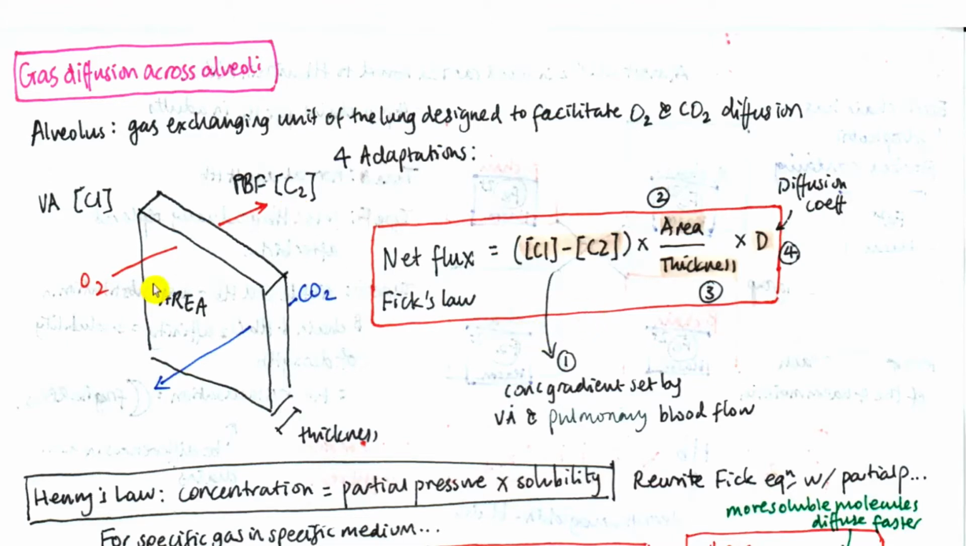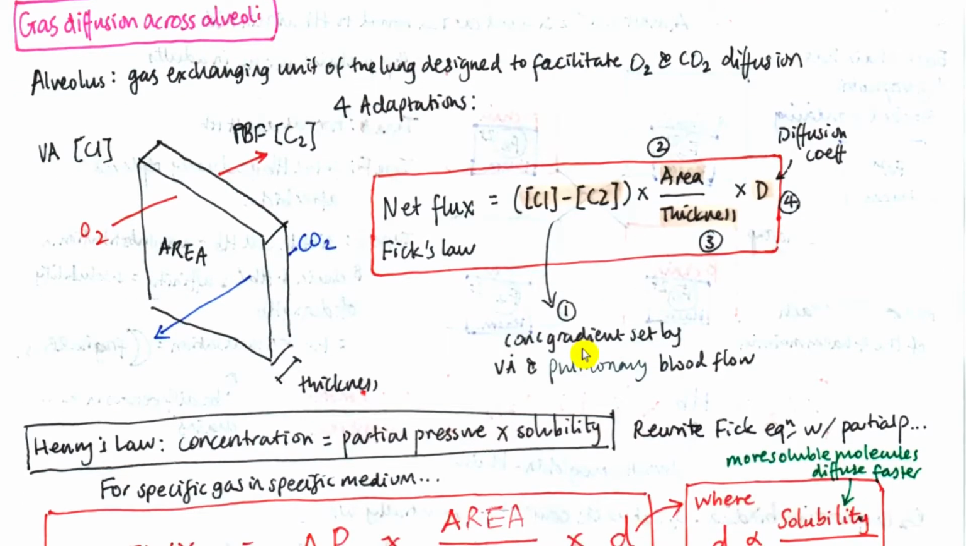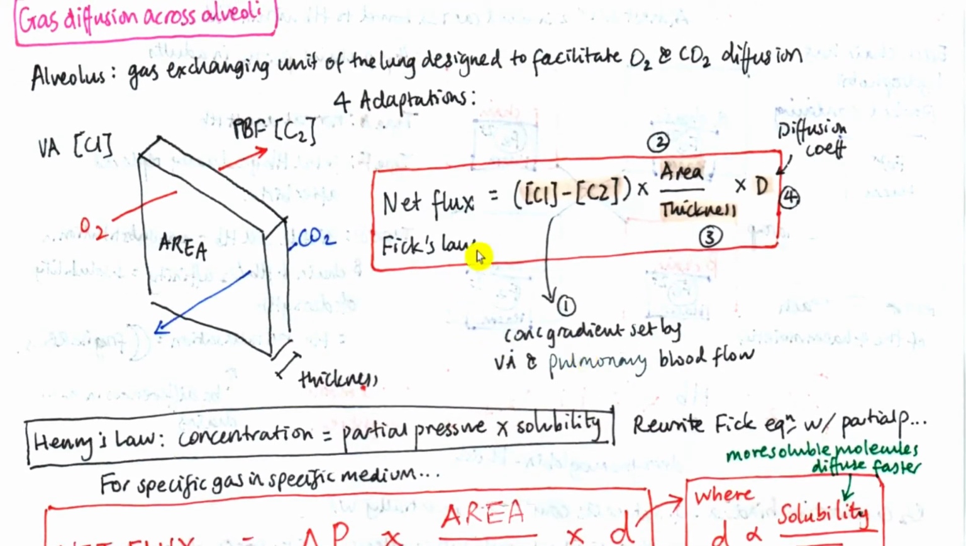So the rate that this equilibrates, the net flux happens, is governed by Fick's law. So this is one iteration of Fick's law. You have the concentration gradient, so concentration 1 minus concentration 2, times the area over the thickness times D, which is the diffusion coefficient, which is different for each molecule. So how is the alveolus adapted?